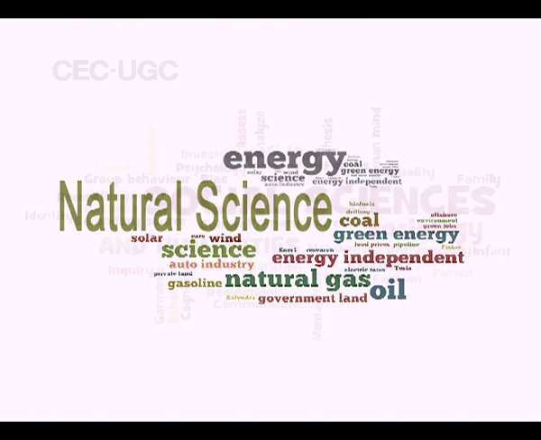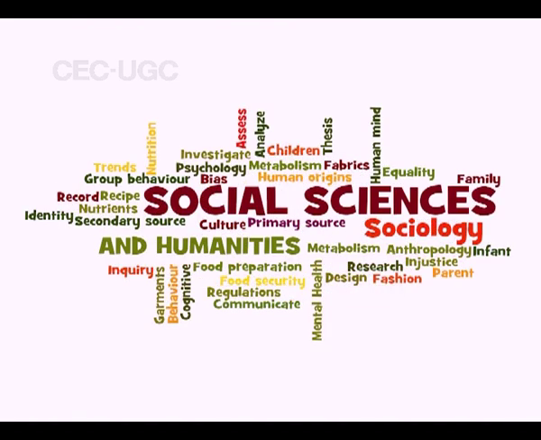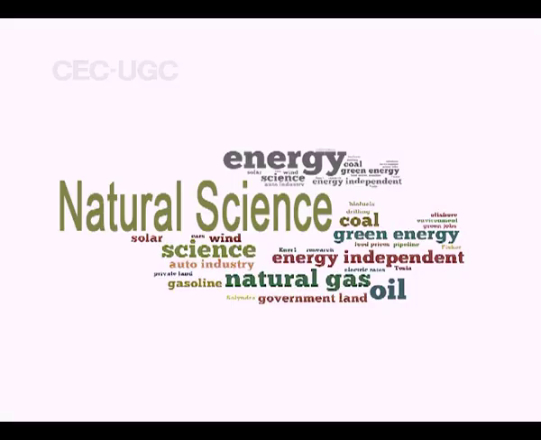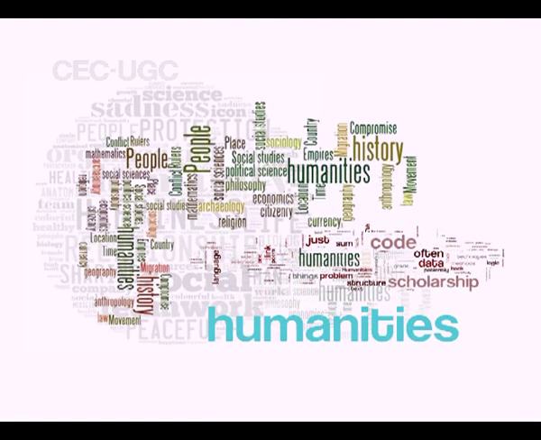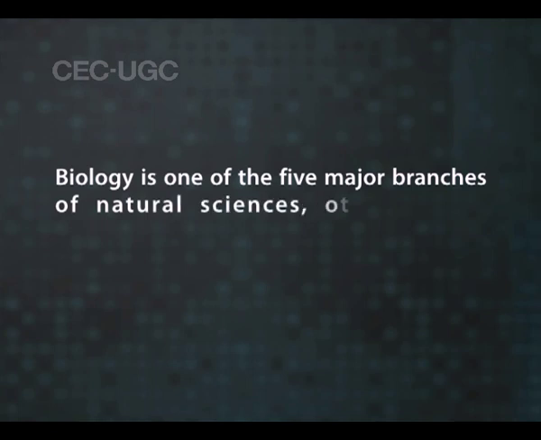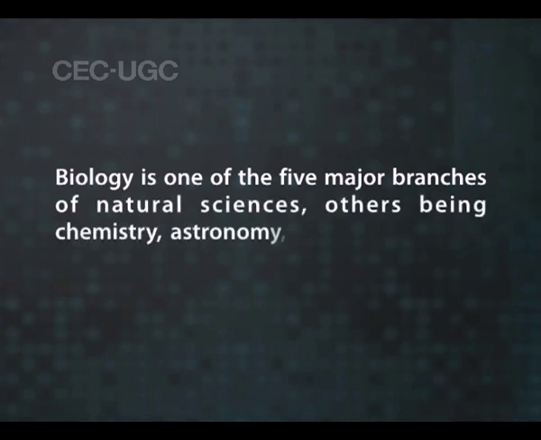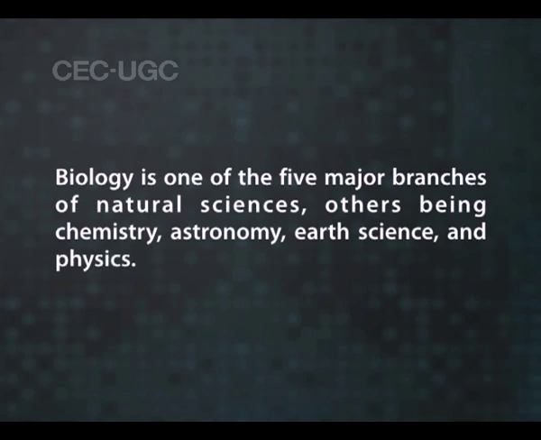Natural sciences are distinguished from social sciences too, in that the latter seek to construct simplified quantitative rules governing complex human behavior and social patterns by applying scientific methods. Natural sciences are distinguished from the humanities, which critically analyze different artifacts of human culture. Biology is one of the 5 major branches of natural sciences, others being chemistry, astronomy, earth science and physics.